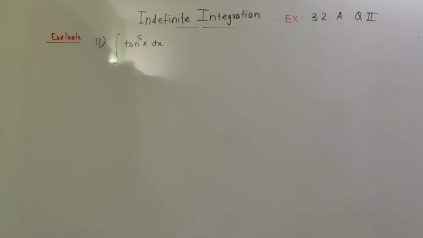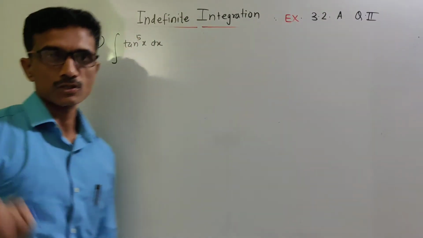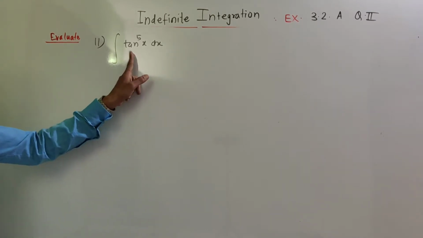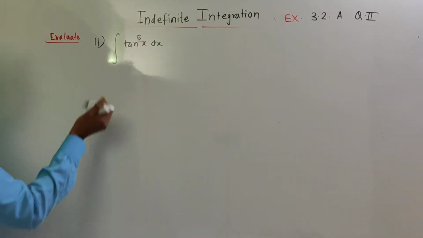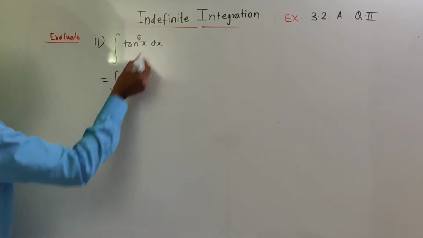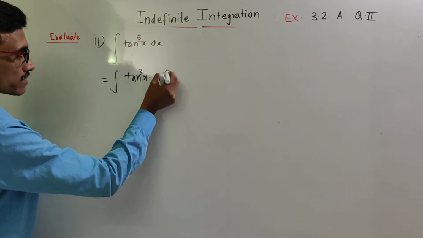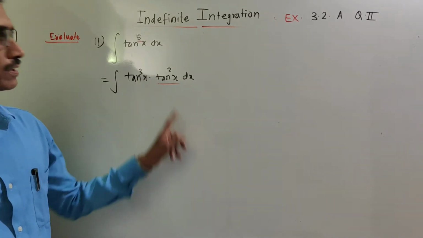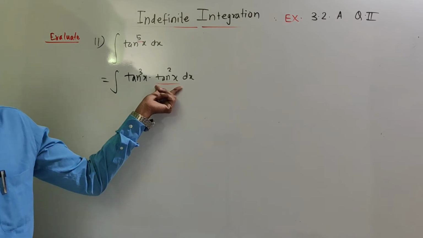Question number 11, integration of tan^5 x. So this power 5, we know tan square x is sec square x minus 1, and sec square x is the derivative of tan x. So you have to solve it by the substitution method. First of all, this 5 we write as powers 3 and 2. So we can write it as tan cube x into tan square x dx. This tan square x you can express in terms of sec square x minus 1. 1 plus tan square is sec square, so tan square is sec square x minus 1.